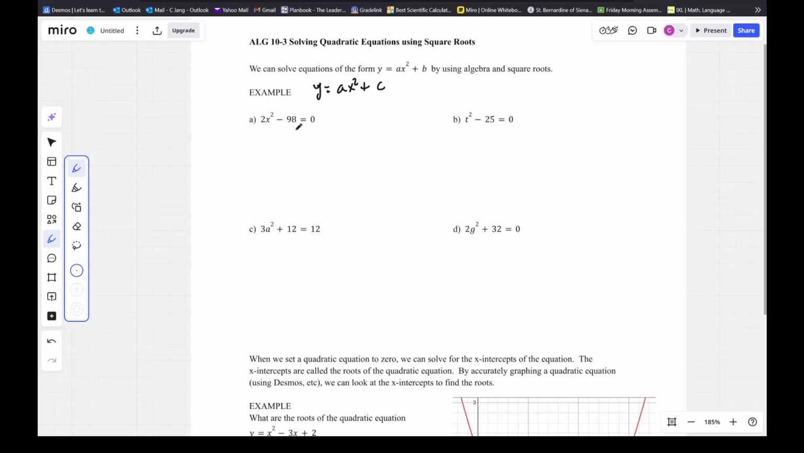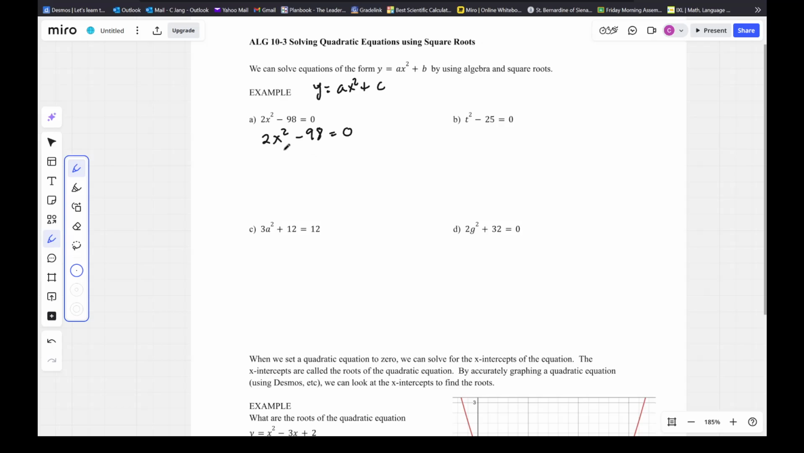So what we're going to do is solve this using our algebra skills. You have to remember how to take square roots of stuff. Remember to use that square root button on your calculator. You are going to need your calculator for this. So here we go: 2x squared minus 98. We are going to try to solve this for x.